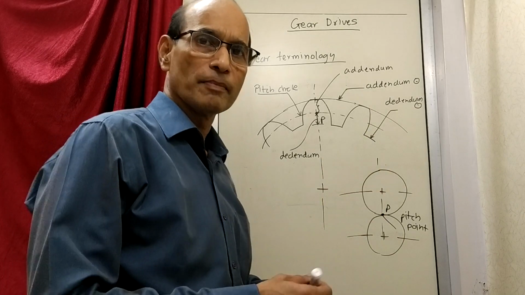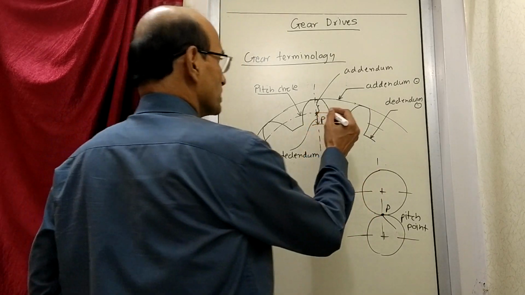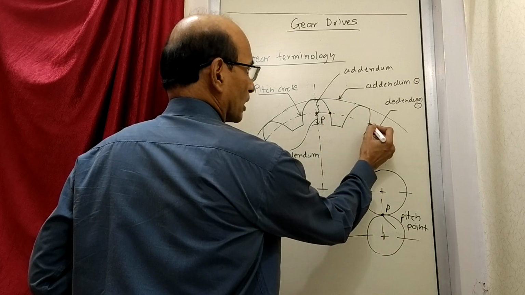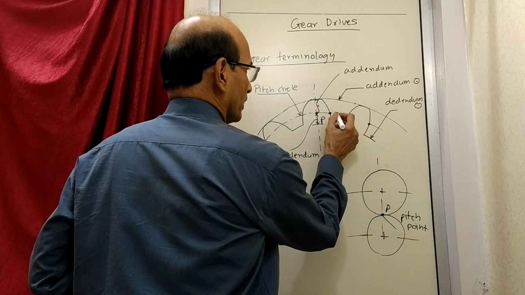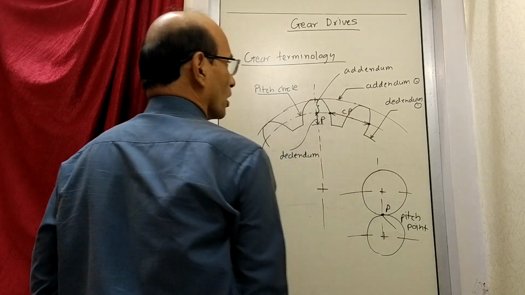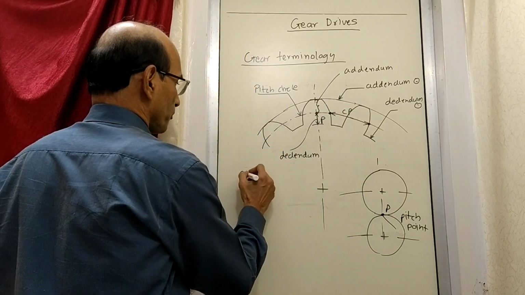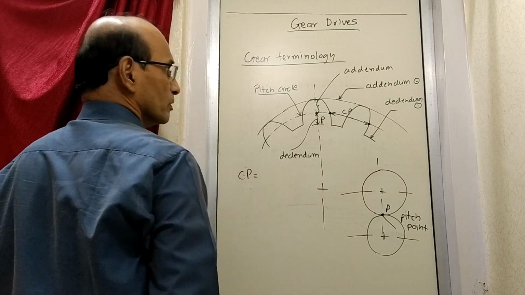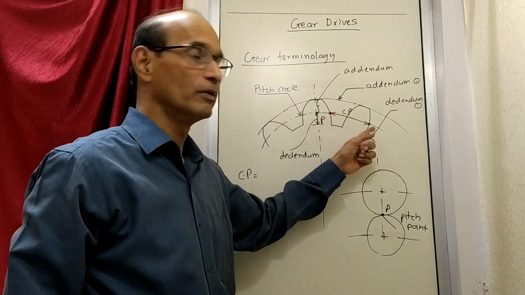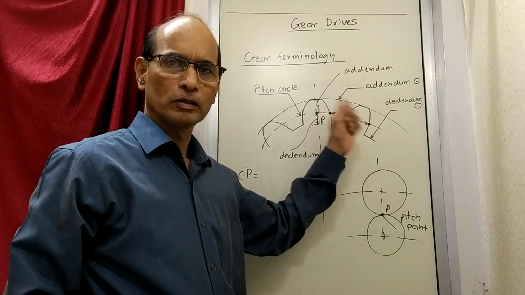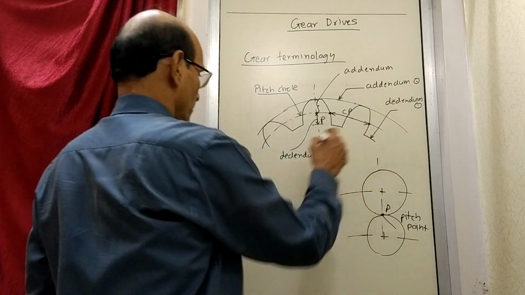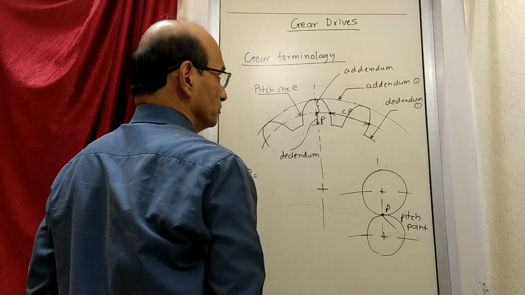Now there is something called the pitch. Pitch is the distance between two similar points. If I take this point, then the similar point on the other tooth is this, and this curved distance is called the circular pitch. So circular pitch is shown by this distance between two similar points, measured along the pitch circle. So circular pitch is like this.